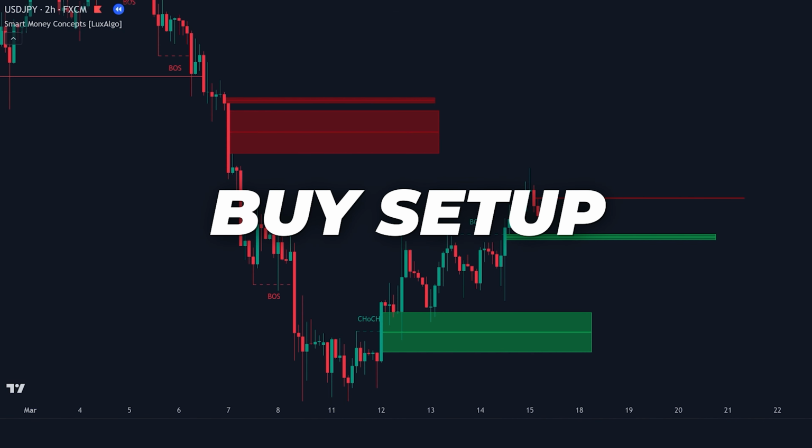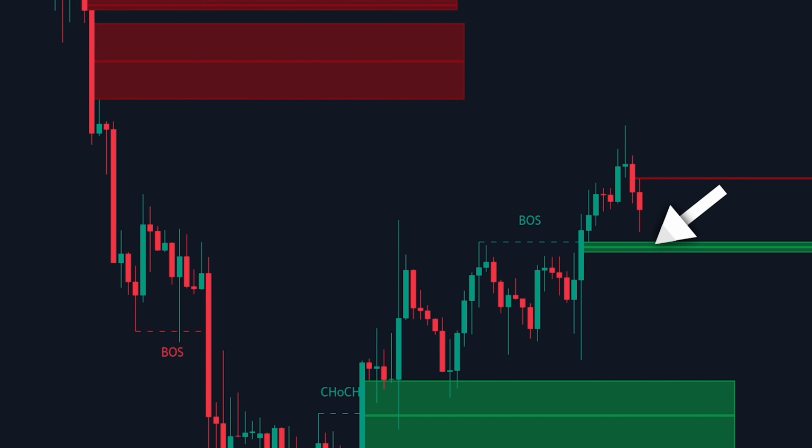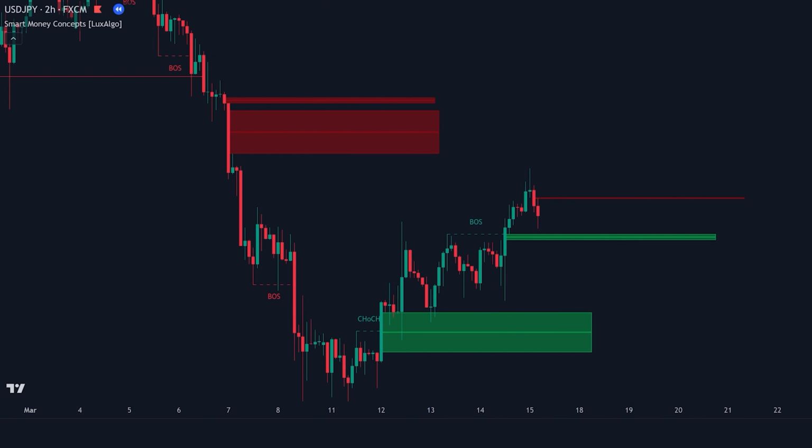For a buy trade, first, identify a bullish change of character. Wait for the market to form a bullish break of structure. Confirm the buy signal. Look for a green dotted line and text indicating a bullish market structure. We can see that there is a large fair value gap. Wait for the price to trade below the midpoint of the fair value gap.